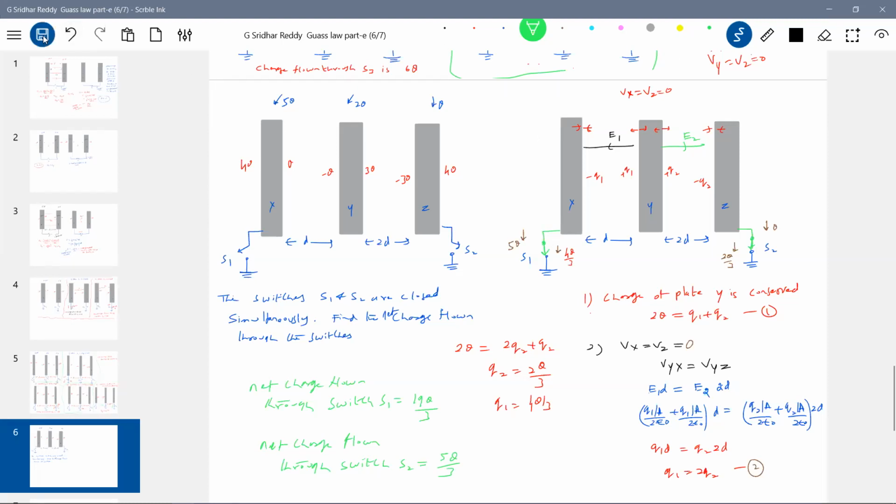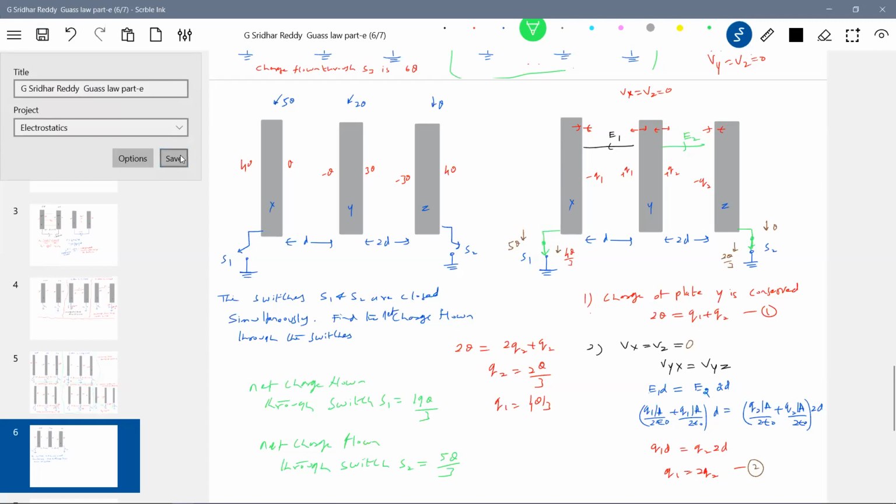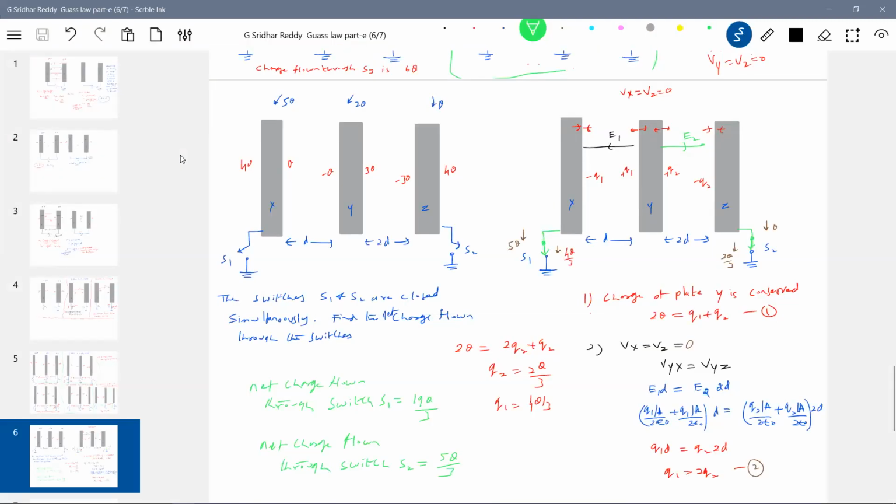Always you have to indicate charge flowed from the body to the earth. Convention. Whether it is a positive or negative charge, whatever it may be, what charge flowed from the body to the earth, that should be taken.